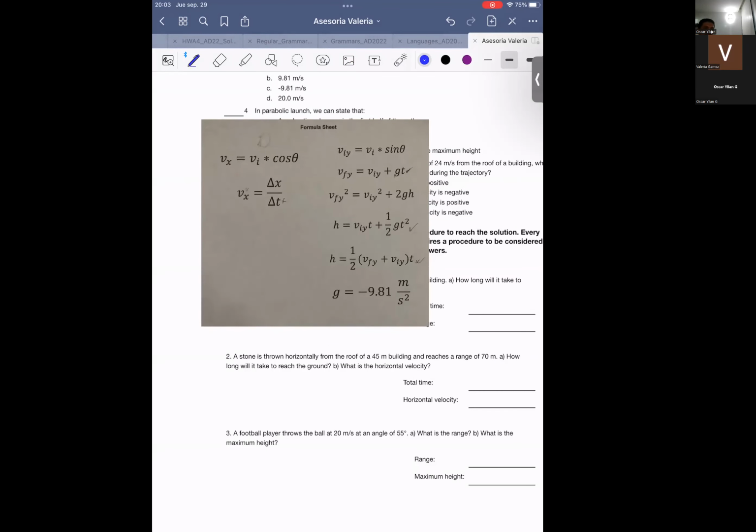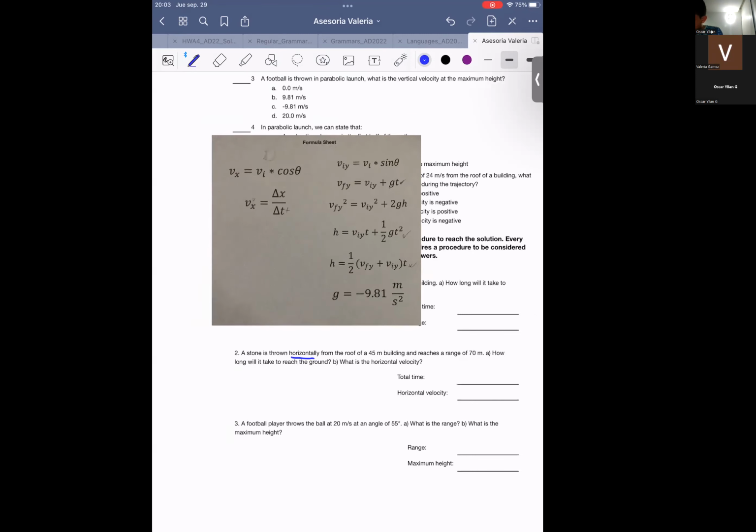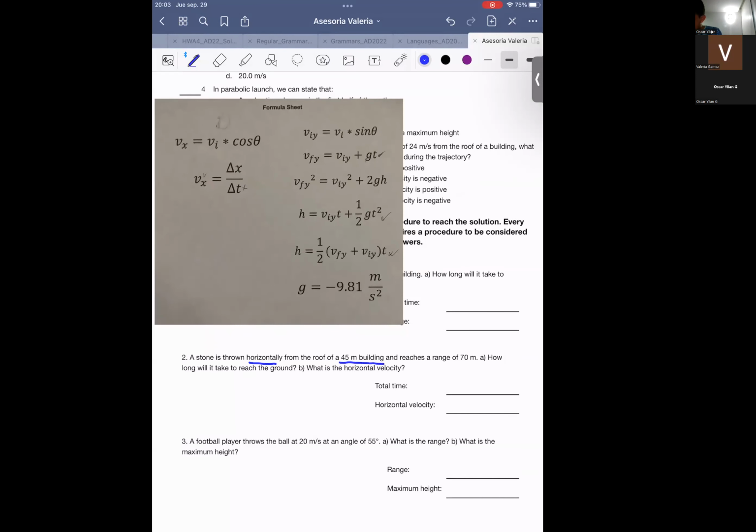Okay, now let's do number 2. It says, a stone is thrown horizontally from the roof of a 45 meters building and reaches a range of 70 meters. How long will it take to reach the ground? That basically is the total time. And what is the horizontal velocity?